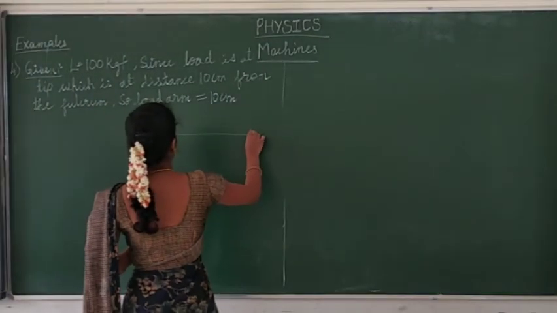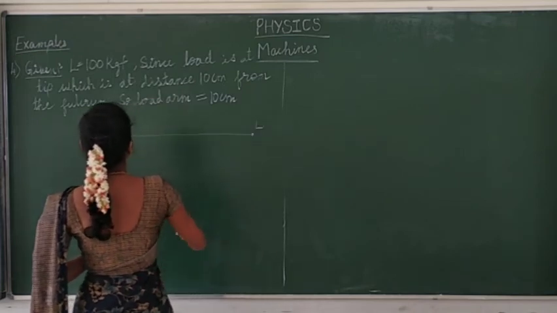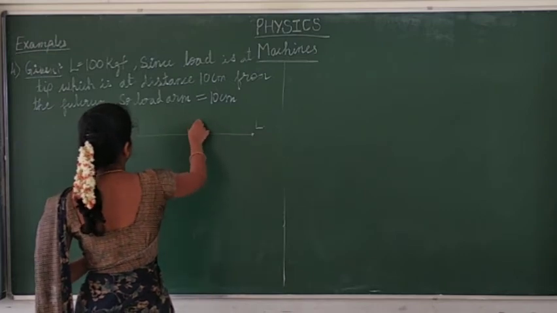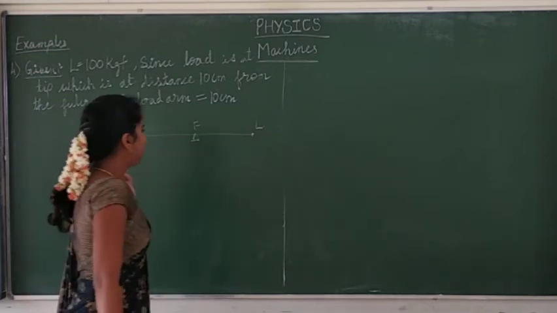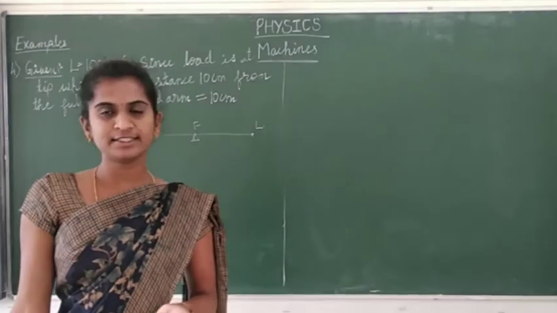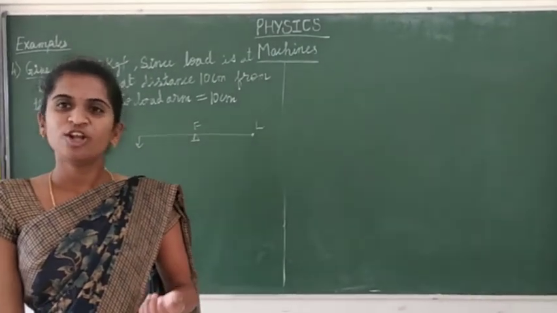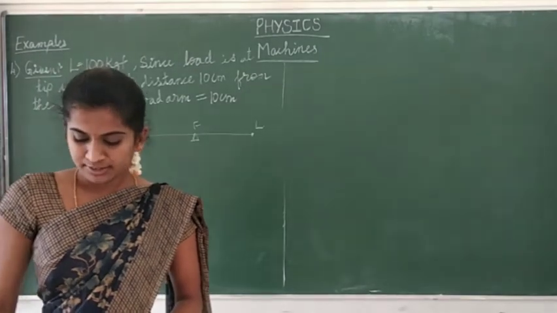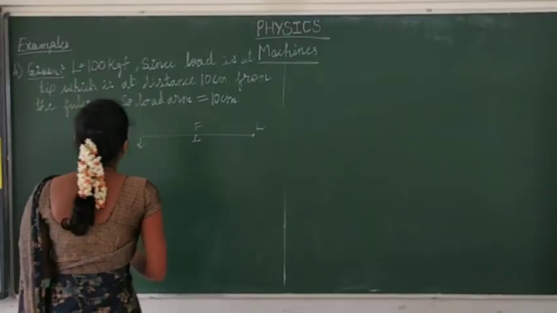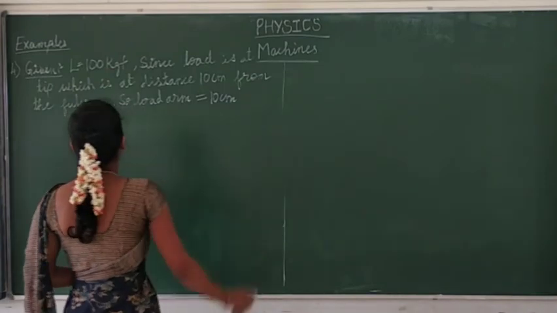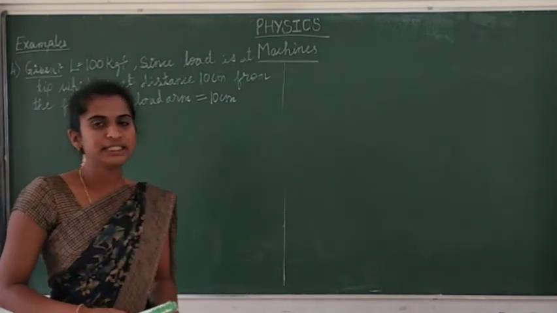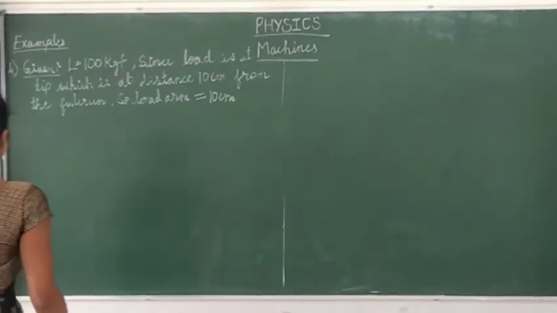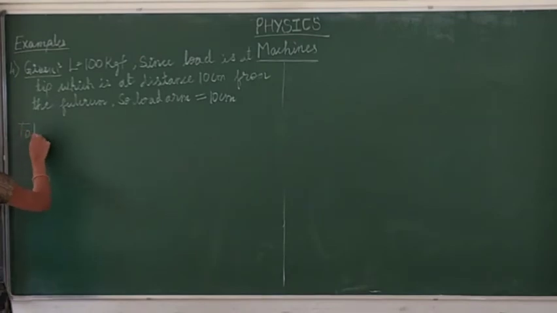Since the load is at a distance 10 centimeter from the fulcrum, we can directly write load arm, that is nothing but 10 centimeter. We know that load into load arm equals effort into effort arm. And next, the total length of the crowbar, that we have to find out.